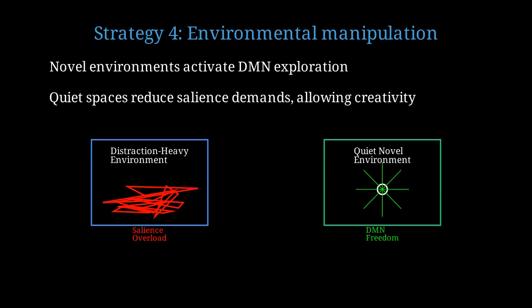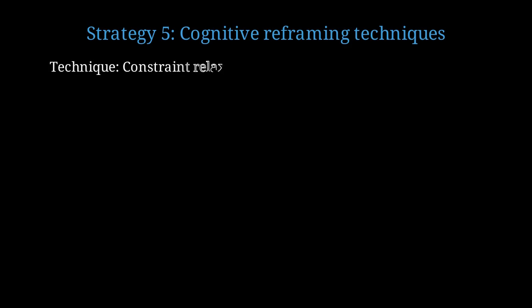On the left, a distraction-heavy space creates salience network overload, constantly pulling attention externally. On the right, a quiet novel space allows the default mode network freedom to explore internally. Strategy 5 uses cognitive reframing to activate different network configurations. One powerful technique is constraint relaxation.